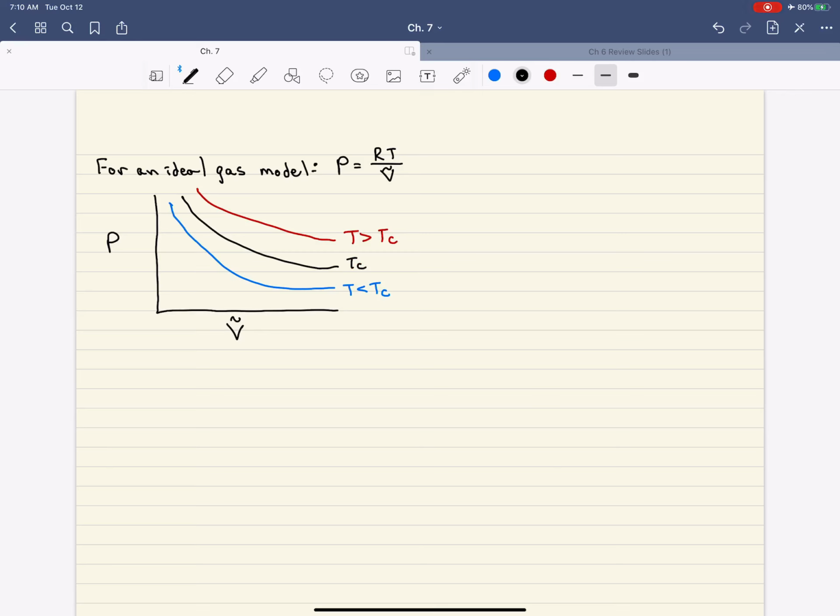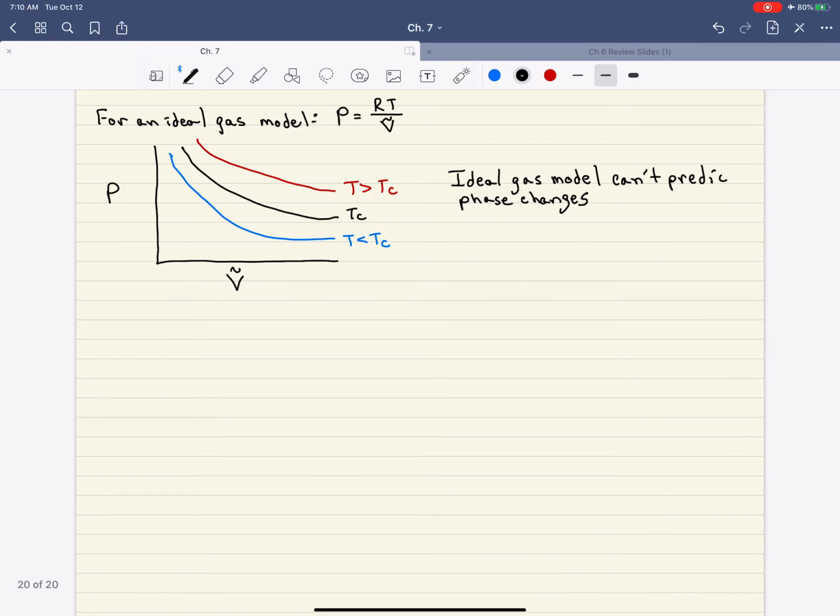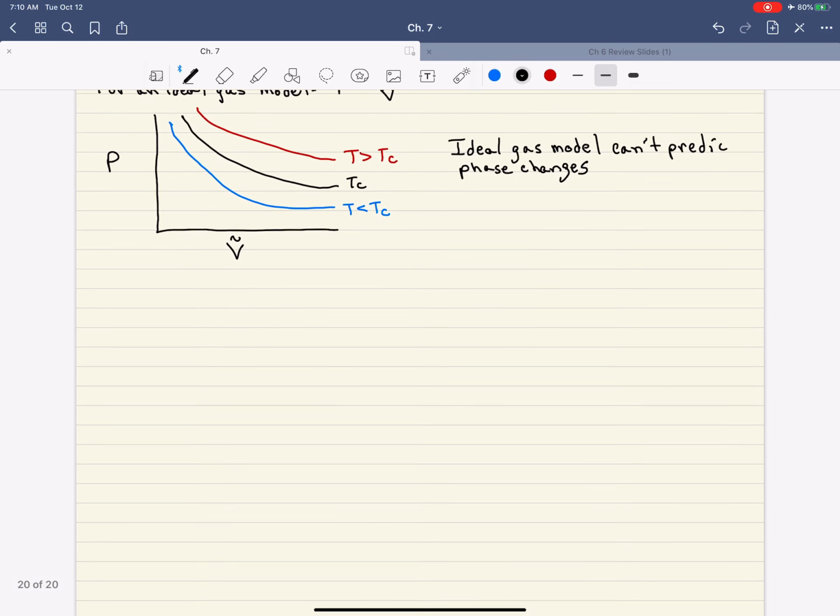And so the point I want to make here is that the ideal gas model for studying phase changes doesn't work at all, right? So our ideal gas model can't predict phase changes. Okay? So for studying phase behavior, the ideal gas model is completely useless.